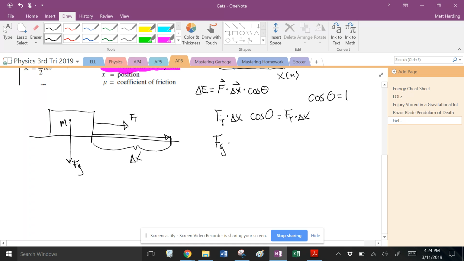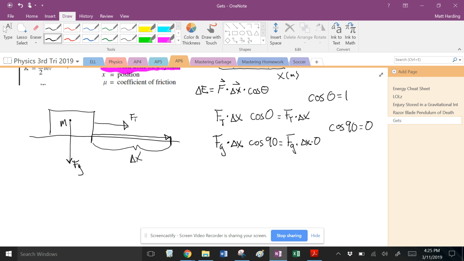If I want to look at the change in energy due to the gravitational force here, I would take Fg times delta x, and the angle between this vertical gravitational force and this horizontal change of position is 90. Cos 90 is 0. So now I would have Fg delta x times 0. There's no change in energy. The gravitational force here isn't transferring any energy to the box in this situation. Some would say because there's no distance moved in the direction of that force.